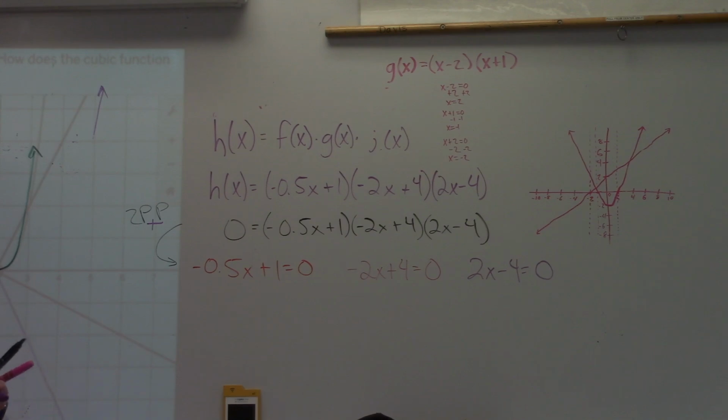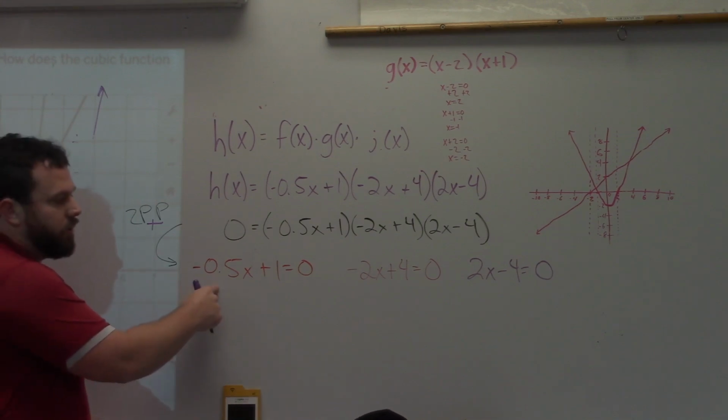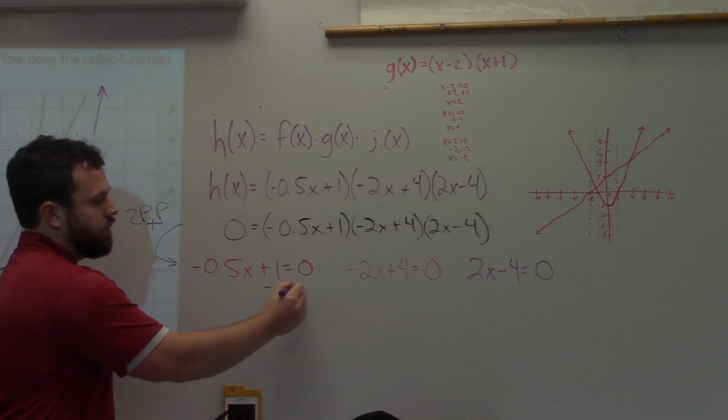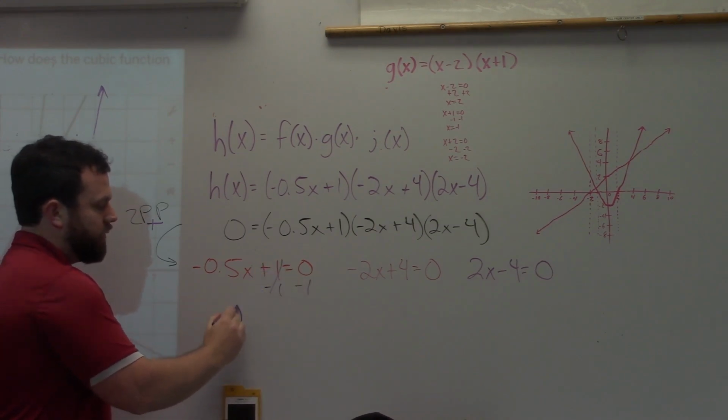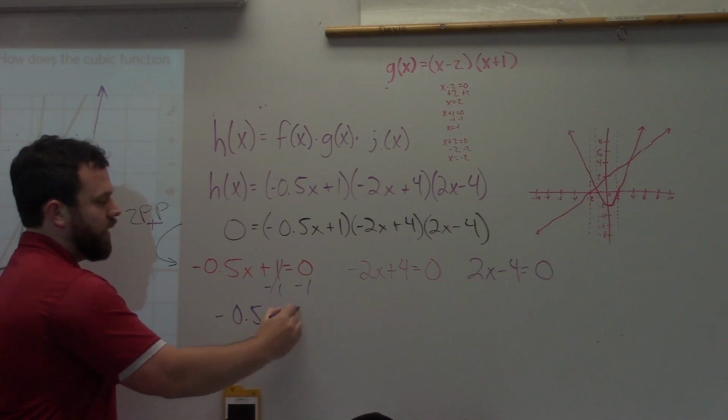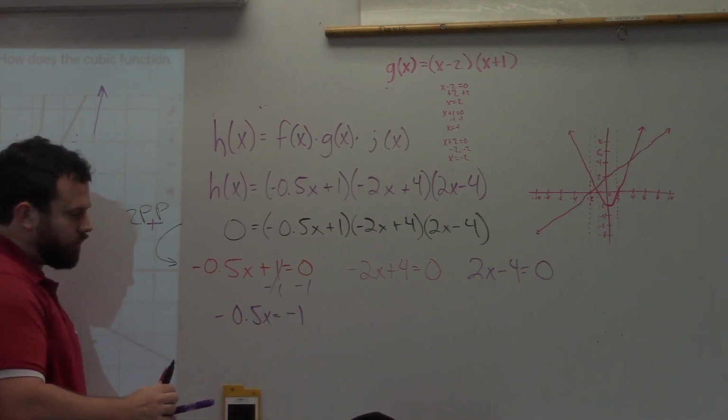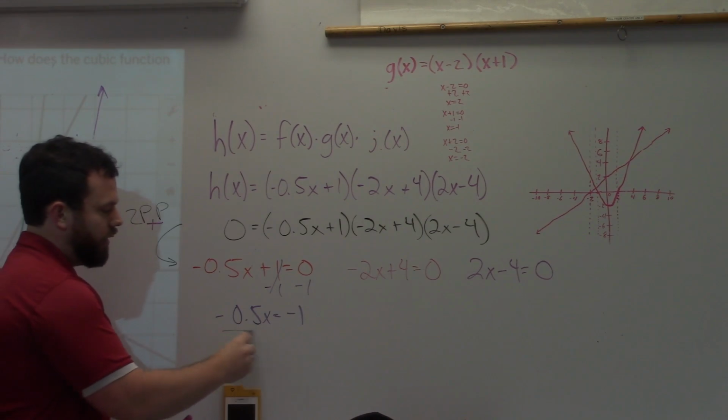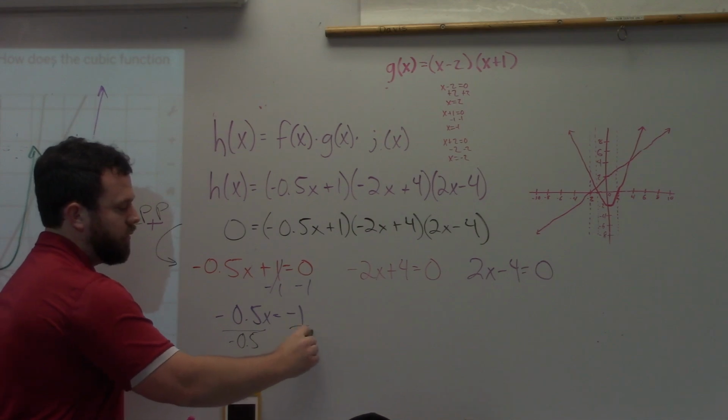Okay. What do I now do to solve this equation? Subtract 1. Negative 0.5x is equal to negative 1. What do I now do? Divide by negative 0.5.